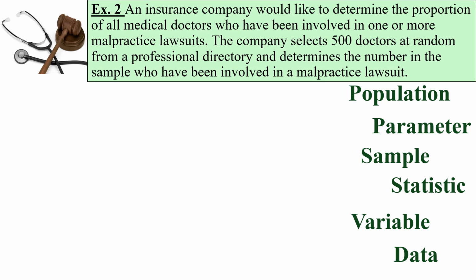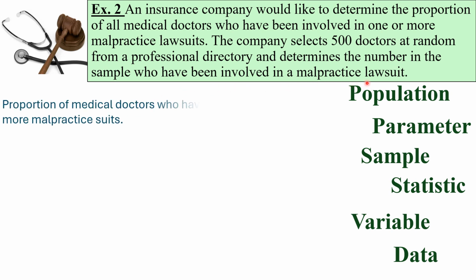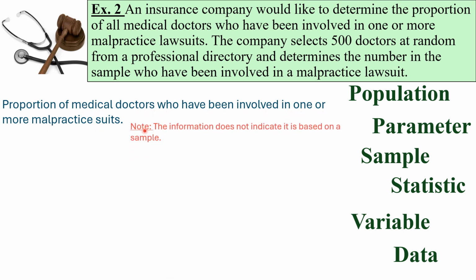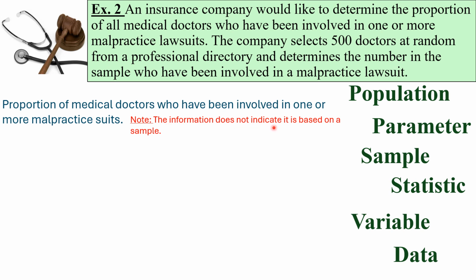Example 2. An insurance company would like to determine the proportion of all medical doctors who have been involved in one or more malpractice lawsuits. The company selects 500 doctors at random from a professional directory and determines the number in the sample who have been involved in a malpractice lawsuit. The proportion of medical doctors who have been involved in one or more malpractice lawsuits: note that the information does not indicate it is based on a sample, so this proportion is a parameter.